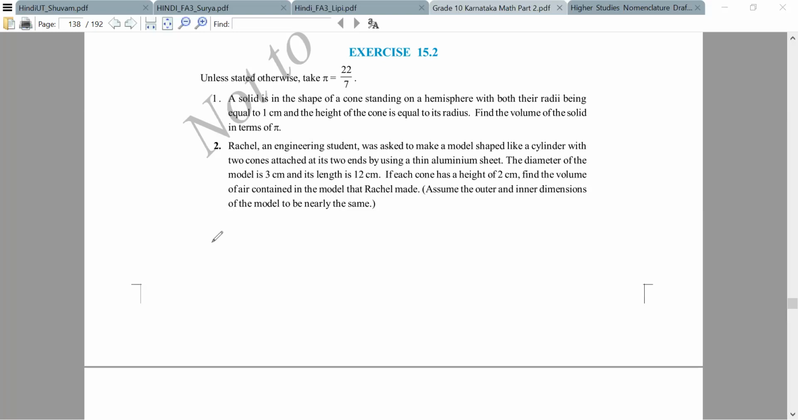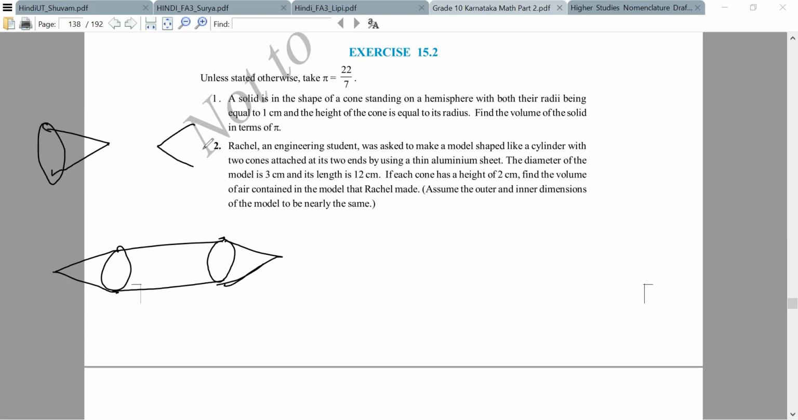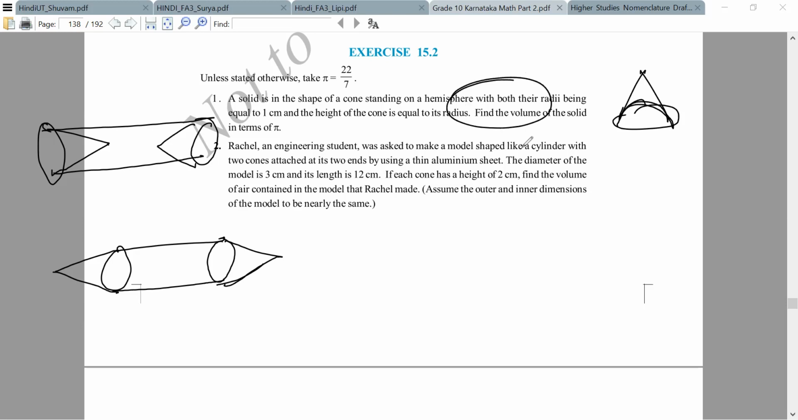Rachel, an engineering student, was asked to make a model shaped like a cylinder with 2 cones attached at its 2 ends by using a thin aluminum sheet. Now, again, our diagram is like this, and then there is a cone here and a cone here, okay? But you know what? Again, Abhi did one thing. What Abhi did is he put the cone like this, and then he made the cylinder here. Now the same mistake Bindu did in the previous question. Bindu did cylinder here and hemisphere here in the first question.